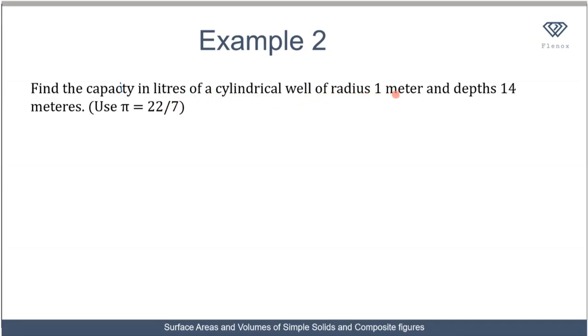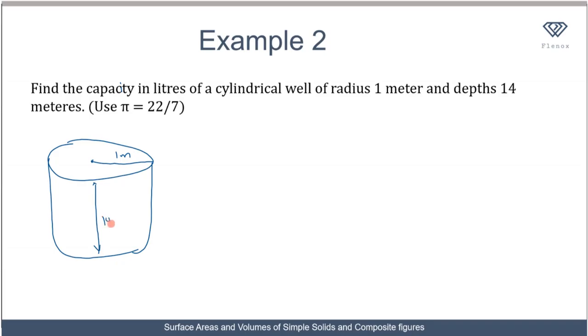In this next example, we are told to find the capacity in liters of a cylindrical well of radius 1 meter and depth 14 meters. So we try to sketch that out. You have a cylindrical well like this, and the radius of the well is 1 meter, and the depth or the height of the well is 14 meters. We're now told to find the capacity in liters.